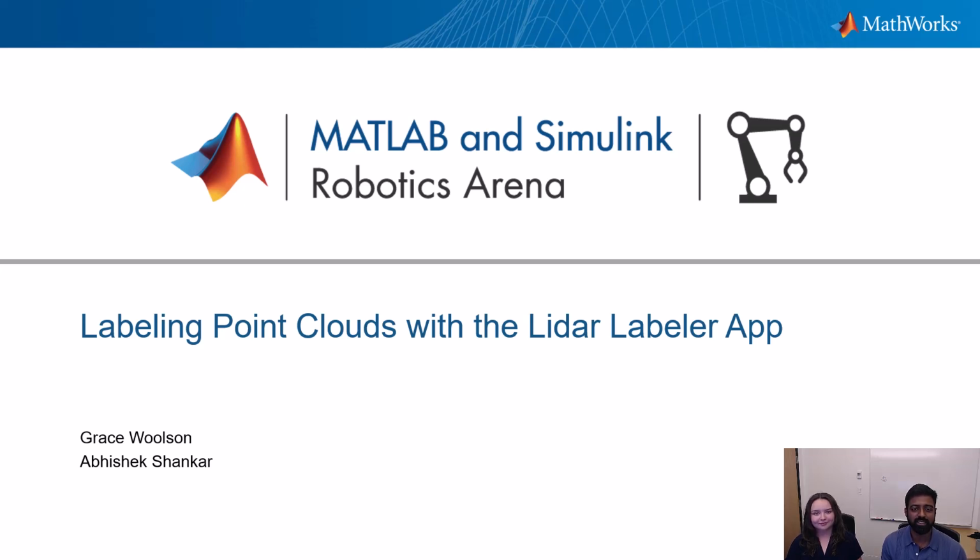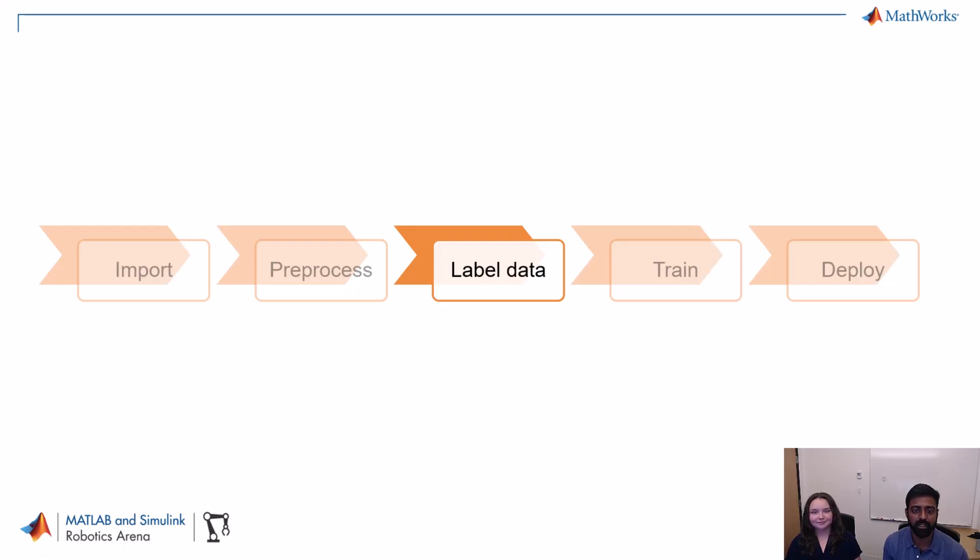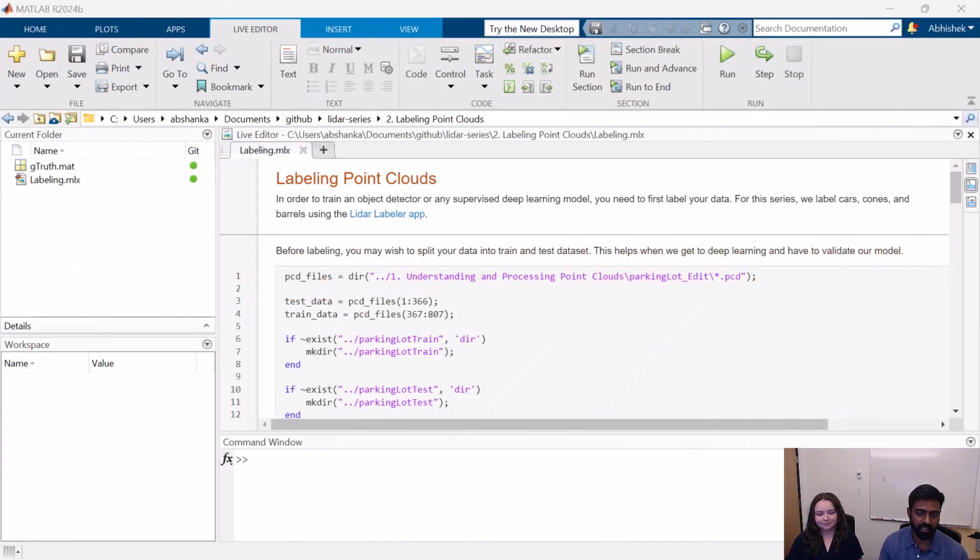Hello and welcome to the second video in this 3D object detection series. In the previous video, Grace showed how you can explore and pre-process point cloud data. The next step in training an object detector is to get a labeled dataset. And in this video, we are going to talk about how you can label point clouds using the LiDAR Labeler app. Now let's switch to MATLAB.